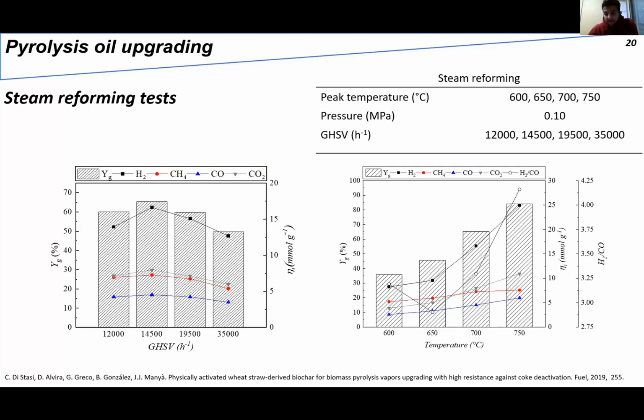Then we used this catalyst to test steam reforming. So we have added the 50% of water in the model mixture. And we have changed the gas hourly space velocity and the temperature of the reforming. And the results are shown in these two plots. For the gas hourly space velocity, a maximum was identified at 1400-1500 hour^-1. And about the temperature, we can see that the temperature has a positive effect on the conversion, and the highest conversion was obtained in the case of the highest temperature, with a molar ratio between hydrogen and CO of around 4.